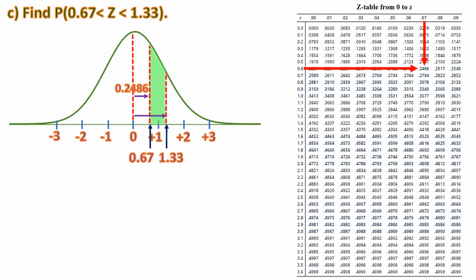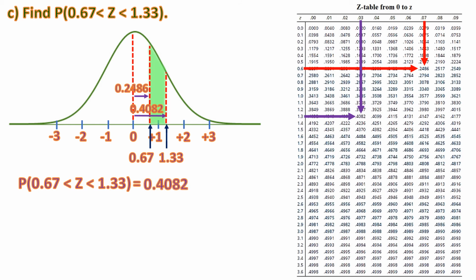Now this part, this is 1.33, so we're going to find 1.3 and 0.03. That's 1.33. So the area is 0.4082. So that is the unshaded part plus the shaded part. That's the whole thing, 0.4082. So let's solve this. We want to get only the area of the shaded part.